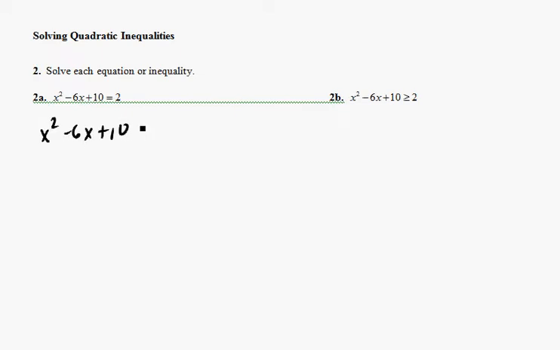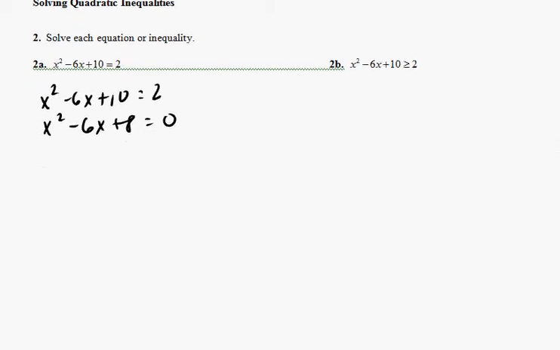So in order to do that, I'm going to subtract 2 from both sides, which would give us x squared minus 6x plus 8 equals 0. Now, I'm going to see if I can factor this.